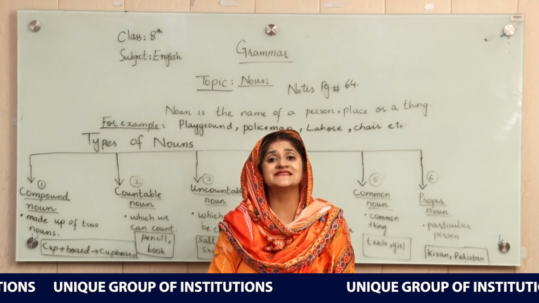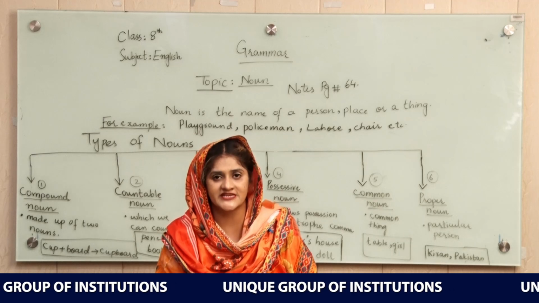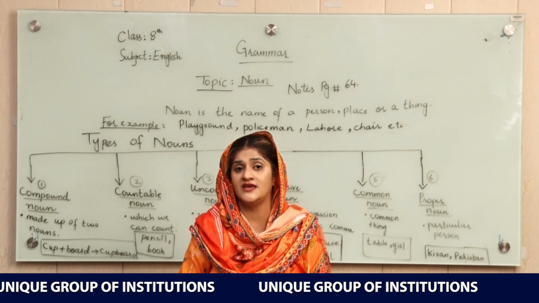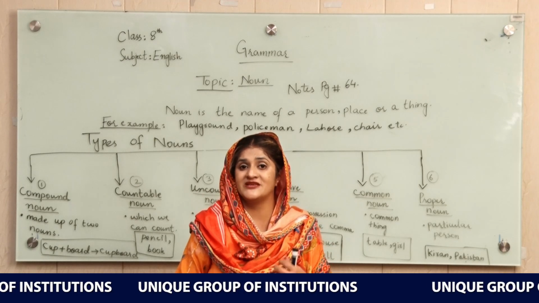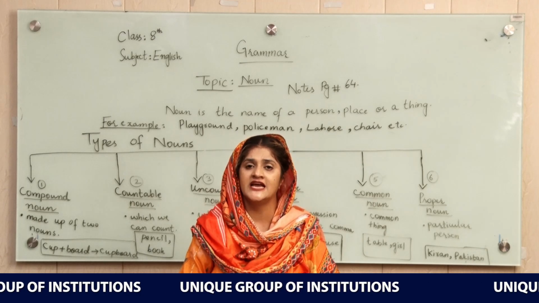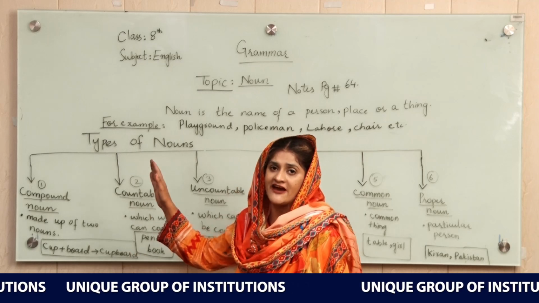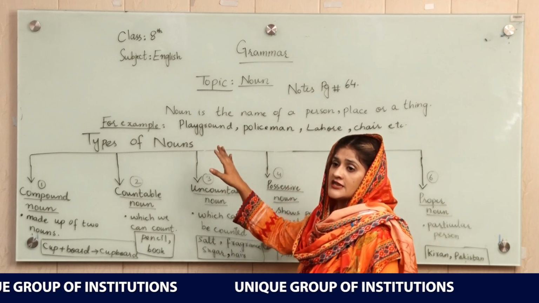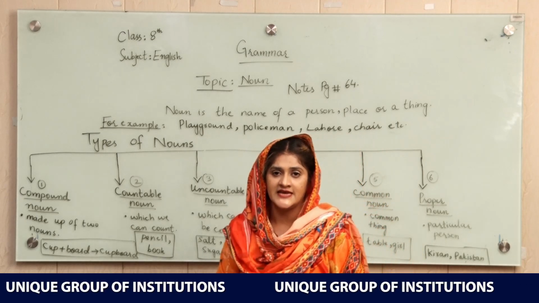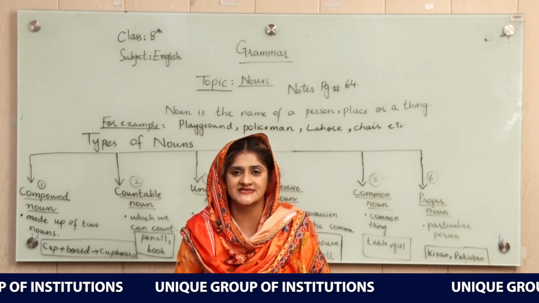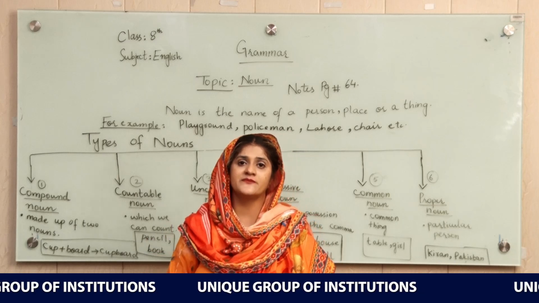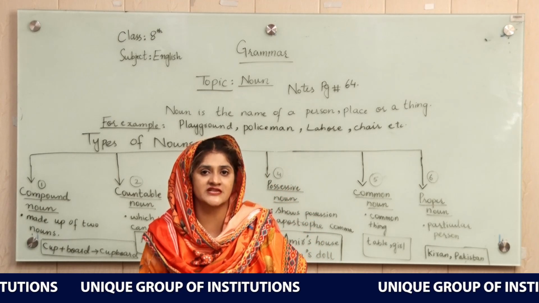So students, what is noun? Noun is the name of a person, place or thing. Anything which you see in your surroundings, it can be a chair, it can be a table, any person, anything which you can see, it is called noun. Here I have written the definition of noun. Noun is the name of a person, place or thing. It can be the name of your brother, sister, anything which you see in your surroundings. So again I am repeating that noun is the name of a person, place or thing.